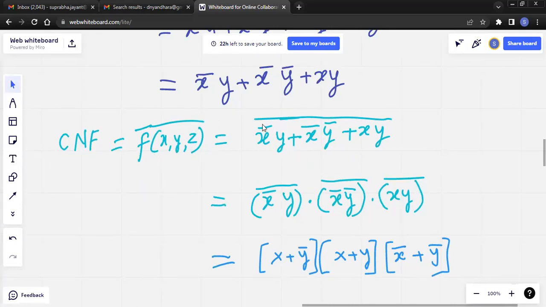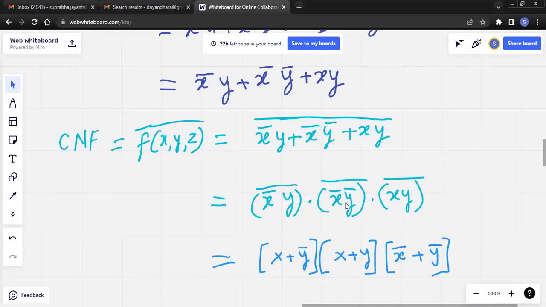Now what happens? This is the complement of our earlier got thing. So this whole I have written inside the complement. Now complement of the sum is product of the complements. So we have written product of the individual complements. Now inside, complement of the product is sum of the complements. This will be x bar bar meaning x, and this is y bar.